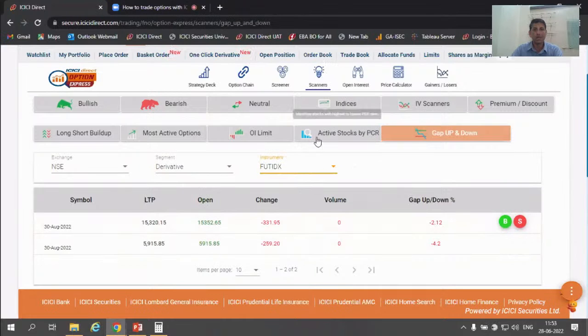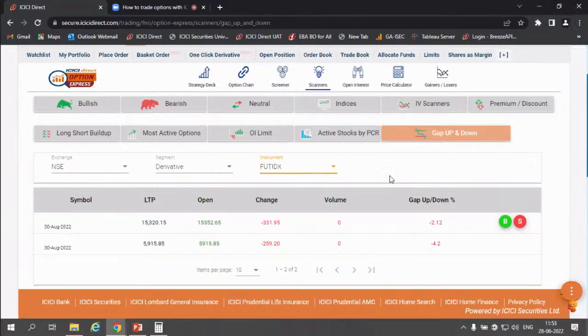So that's it for the scanners. In the next session, I will be covering screeners, open interest, price calculators, and gainers. Open interest I'll be explaining in a little more detail, and that's it. So now I'm open to questions. Let me see if I've got any questions out there. So chat. Okay, fine. There are plenty of questions here.